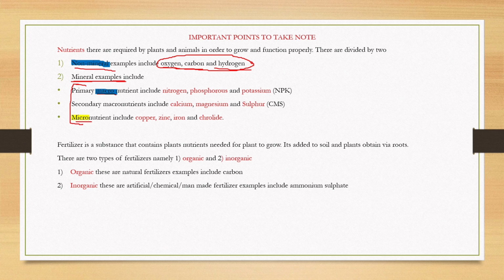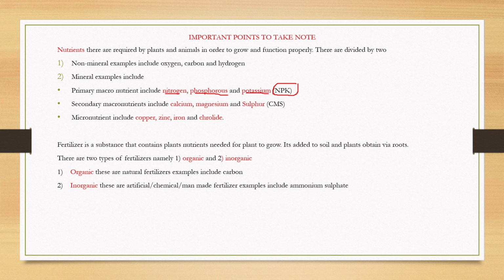Examples of primary macronutrients include nitrogen, phosphorus, and potassium, which are abbreviated as NPK. These abbreviations are very important. You need to know what the letters NPK stand for. You might be asked in an exam, what does the letter P stand for? You say P stands for phosphorus, K stands for potassium, and N stands for nitrogen.